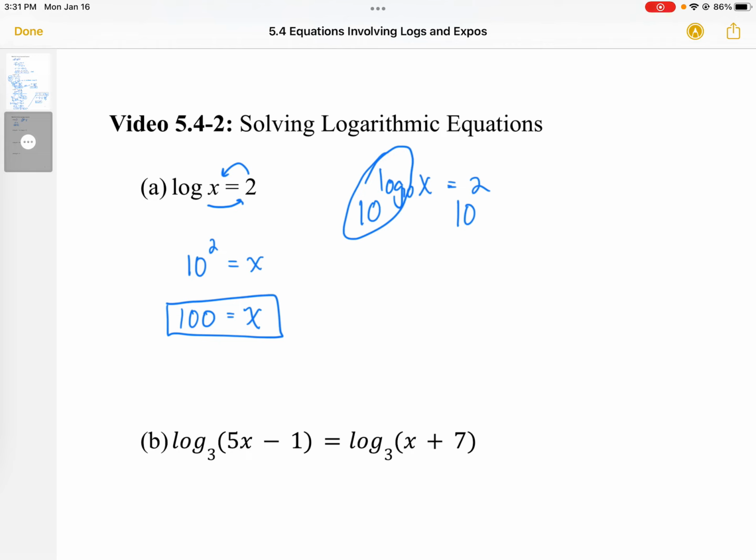And what we'd be left with is just the x on the left. And then we'd have x is equal to 10 to the second power, and x is equal to 100, again, as we've seen already.